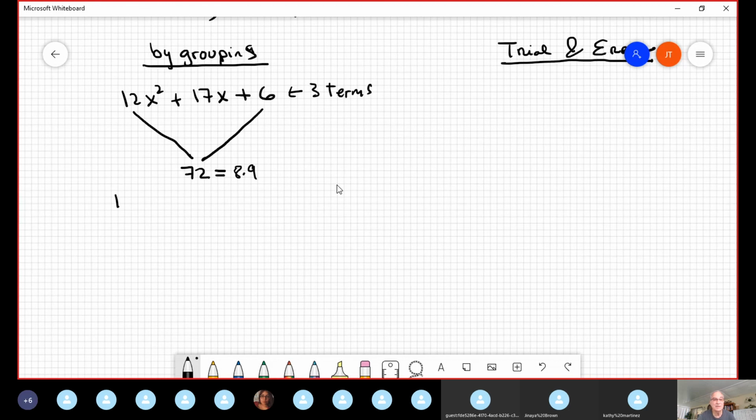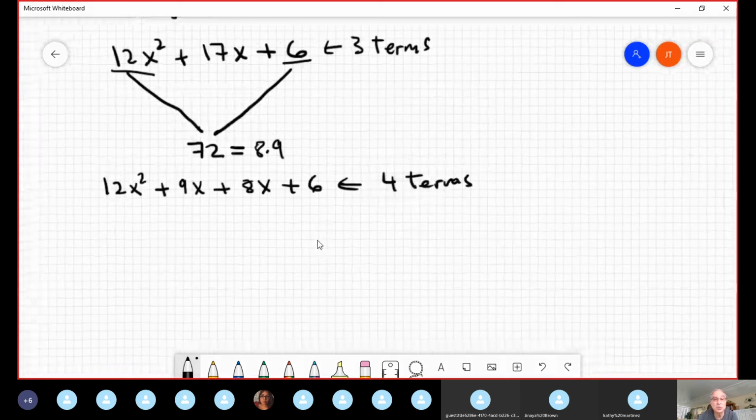Now I copy the first term exactly the same. I don't touch the first, I don't touch the last. I split 17 using this combination, plus 9x. It doesn't matter what order. The order is not important. Okay, and you convert this now into 4 terms. With 4 terms, it's ready to apply factorization by grouping now.